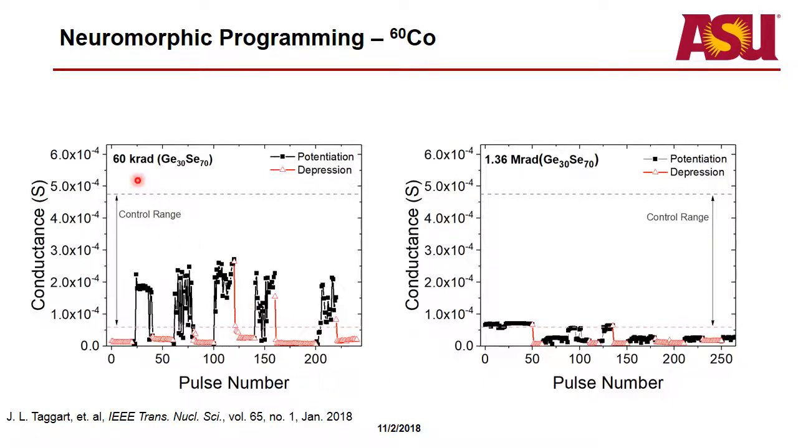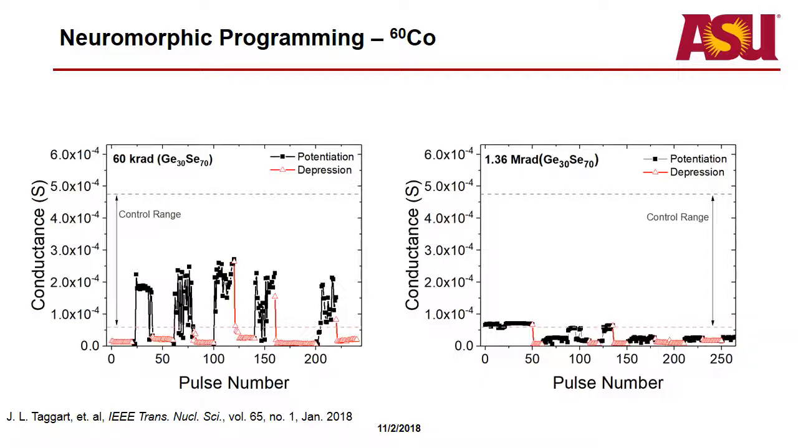But granted, this is a pure TID environment, and we're also seeing these effects at much lower values. So instead of seeing these in tens of megarad like you are with ion tests, this is happening at 60 kilorad. And then at 1.3 megarad, we essentially see a complete collapse in the ability to program these devices. So they've gone to a high resistance state, and we're no longer able to program them at all.